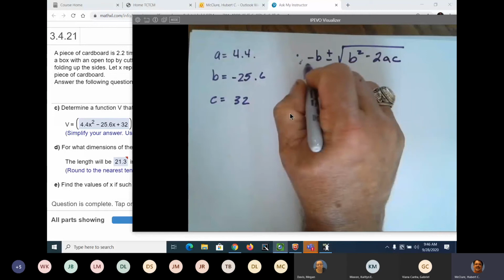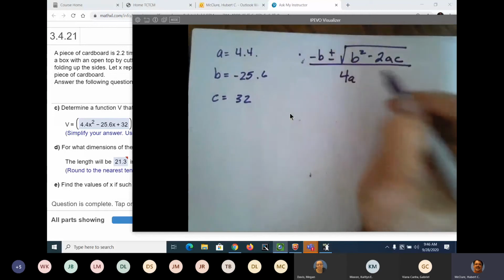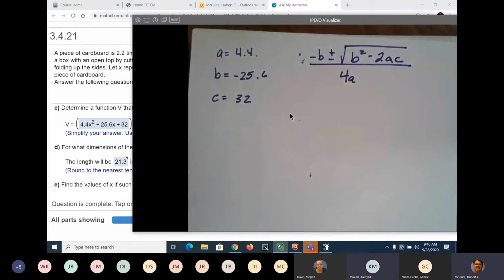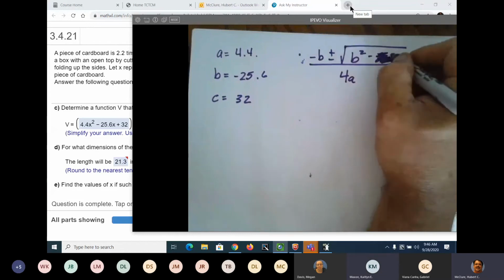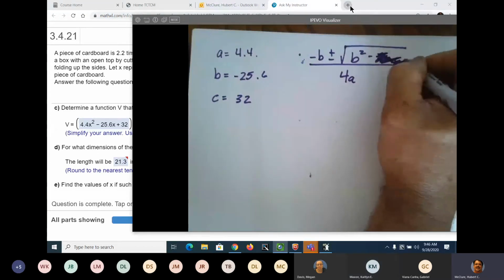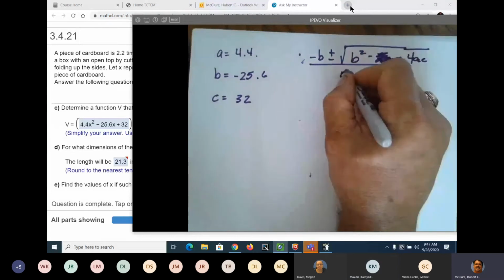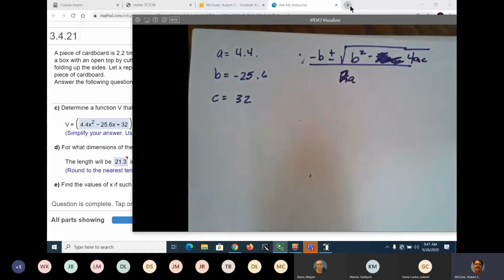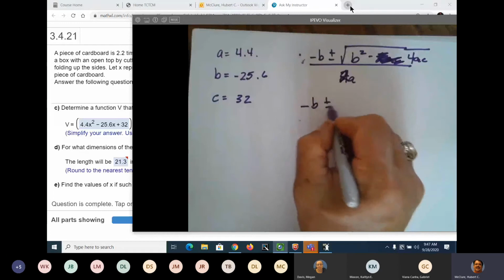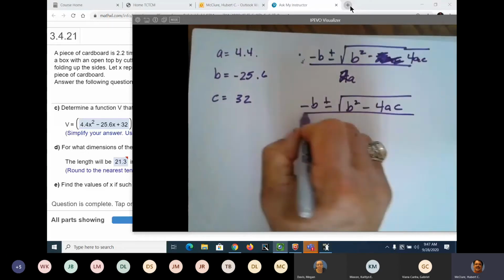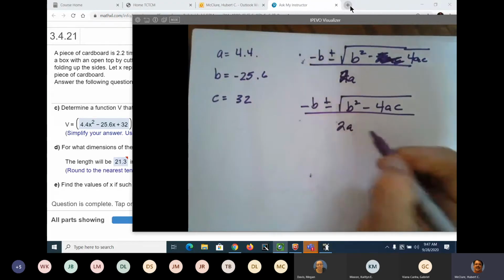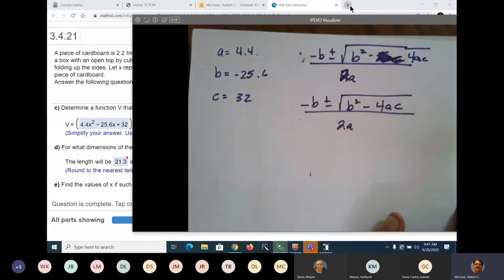Is that it? I can't remember the quadratic equation. It's 4AC over 2A. I thought it was AC over 2A. There we go. Okay, so negative B plus or minus the square root of B squared minus 4AC over 2A. And the only reason I didn't remember it is because I don't use it.